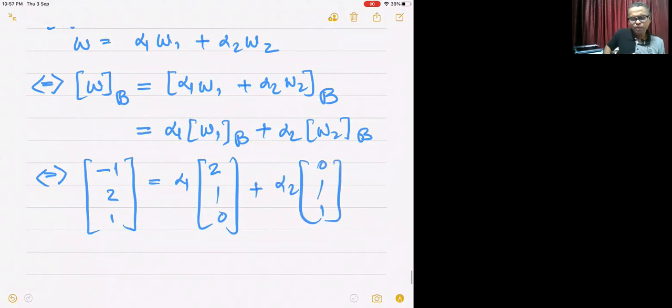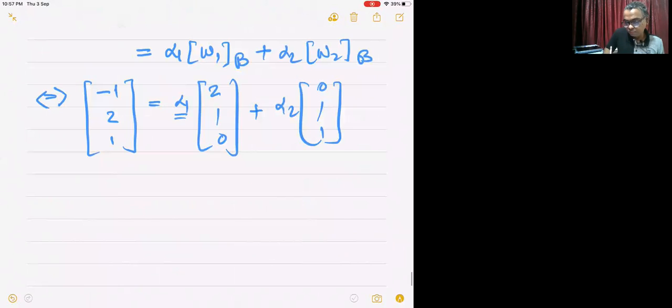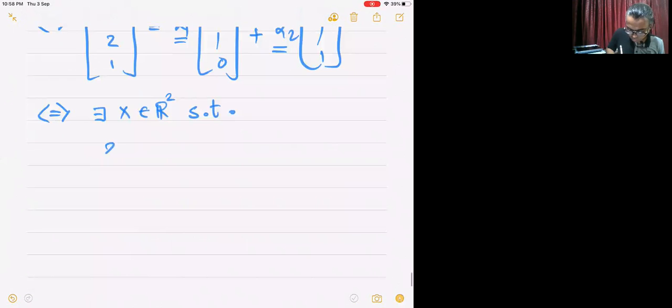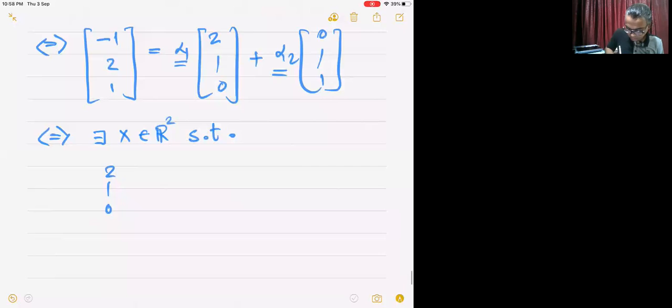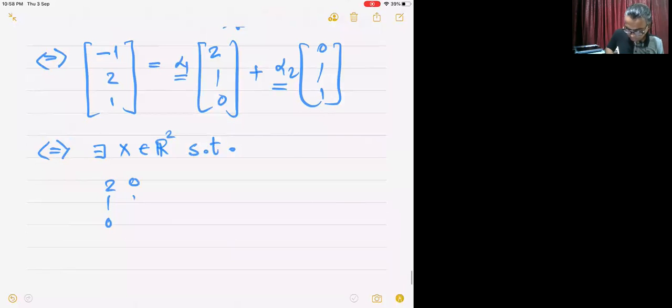So now we are back to asking whether such alpha 1, alpha 2 exist or not, which now, notice, is the same as the existence of x in R2 such that 2, 1, 0... Remember our observation that a linear combination of columns is nothing but multiplication from the right.